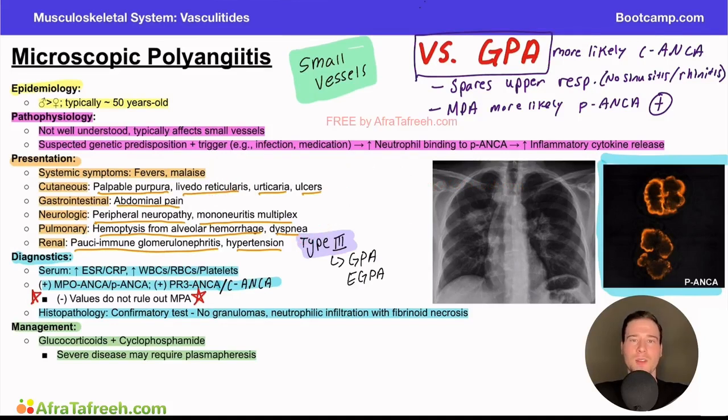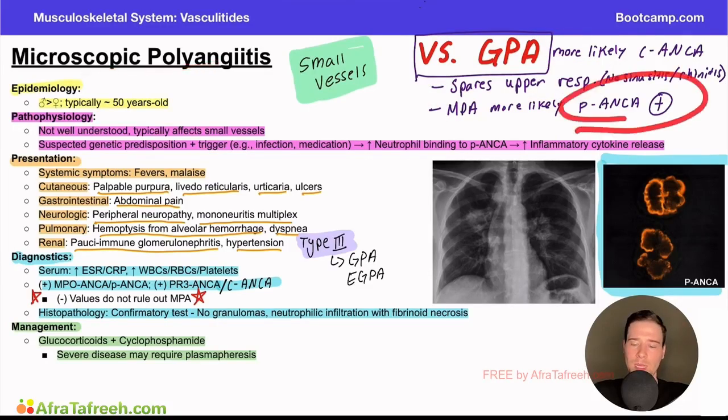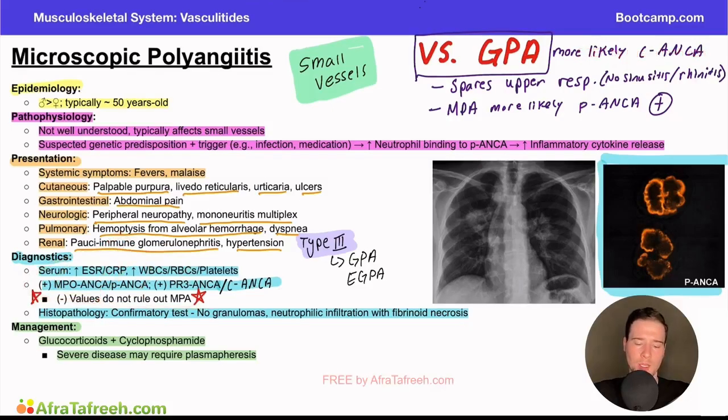Again, key contrast here. The pulm findings and the kidney findings are very similar to GPA. The key differentiating feature is going to be the absence of the upper respiratory signs, and also the fact that MPA, or microscopic polyangiitis, is more likely to be P-ANCA positive versus GPA more likely to be C-ANCA. That gets into our diagnostics here. Inflammatory markers are going to be elevated. Again, this can be P-ANCA or C-ANCA positive, but it's more likely to be P-ANCA compared to GPA, which is more likely to be C-ANCA. Remember, negative values do not rule out MPA in this condition, because not all patients are going to have these positive things, but they are associations that patients might have.